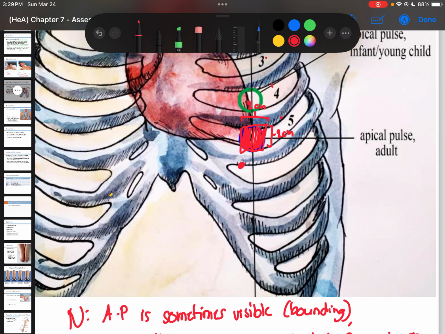Meaning, if you are auscultating outside of it, when you are palpating outside of it, you should not be able to feel it, right? When you are palpating here, you should not be able to feel a pulse, right?